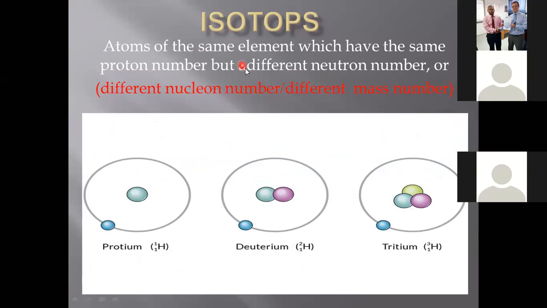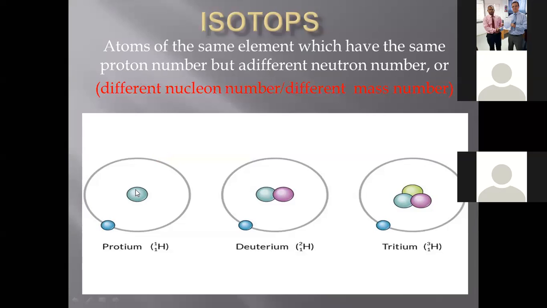Atoms of the same element which have the same number of protons but a different number of neutrons. We can also say they have a different nucleon number or mass number. The nucleon number is the mass number. Nucleon number or mass number refers to the total number of protons and neutrons.